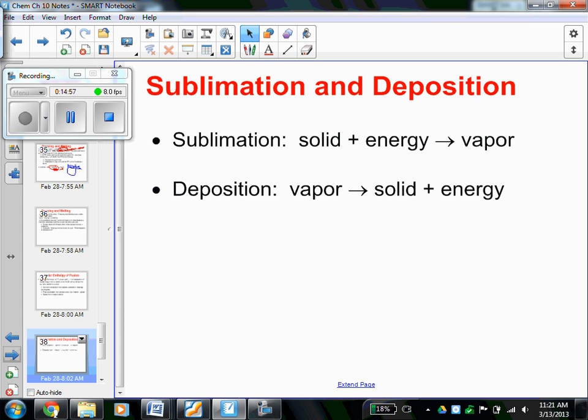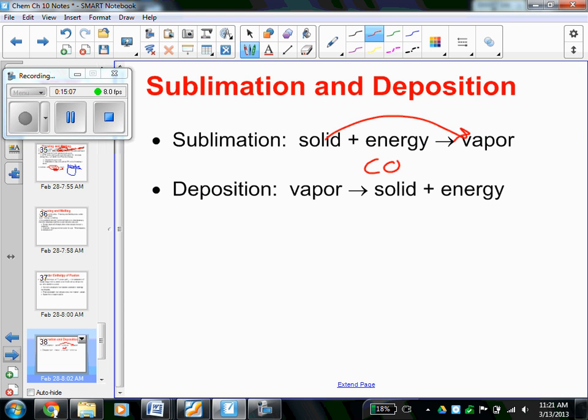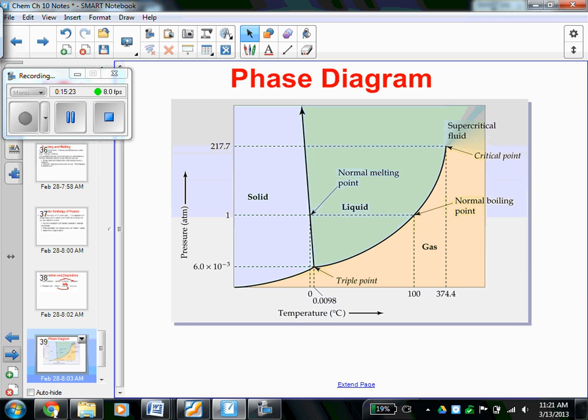Sublimation and deposition. Sublimation is where I take a solid and add energy to get a vapor. So the solid goes directly to a gas. This has to do with dry ice, or CO2. Deposition is where the vapor goes directly to a solid and energy is removed. This is frost on your windshield in the morning. So that gas is deposited directly as solid ice and skips the liquid phase.